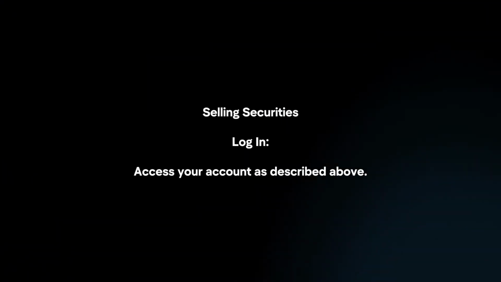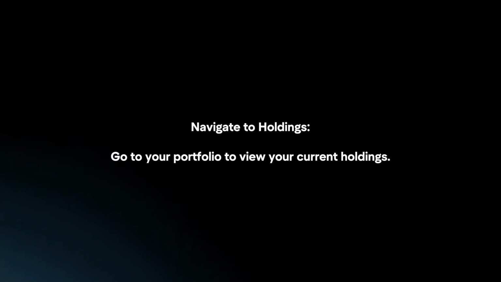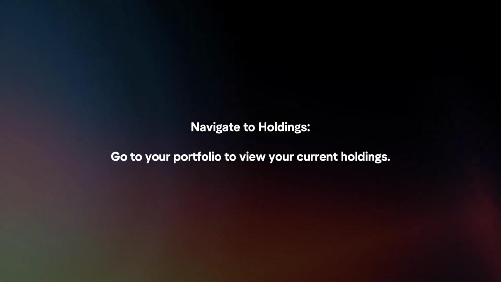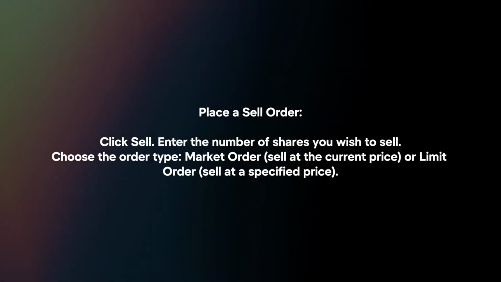Selling securities. Log in. Access your account as described above. Navigate to holdings. Go to your portfolio to view your current holdings. Select security. Choose the security you want to sell. Place a sell order. Click sell.